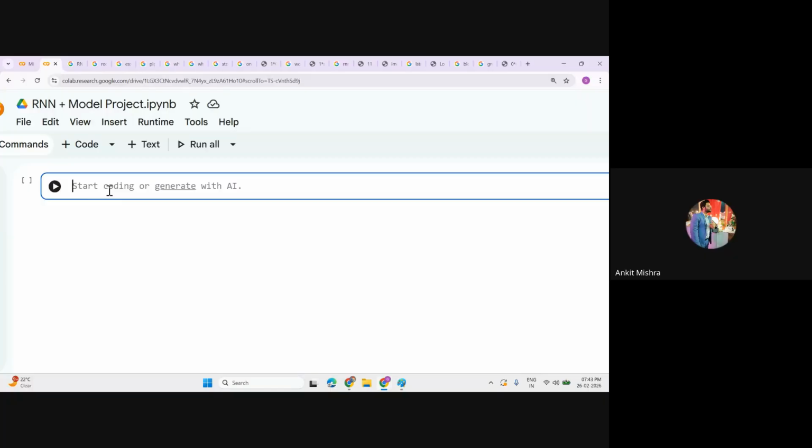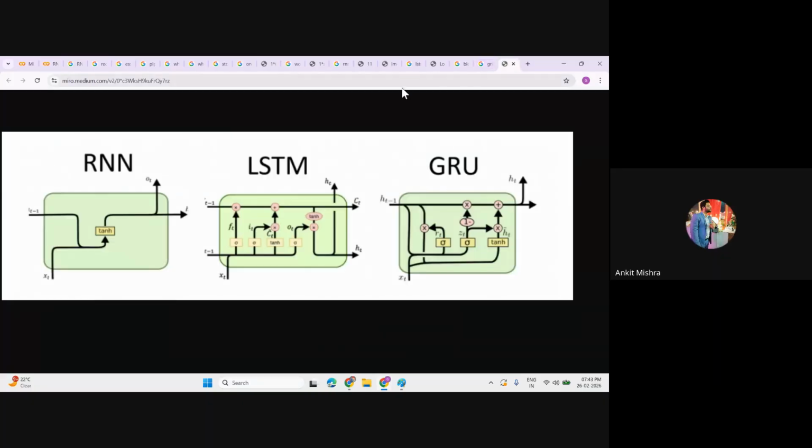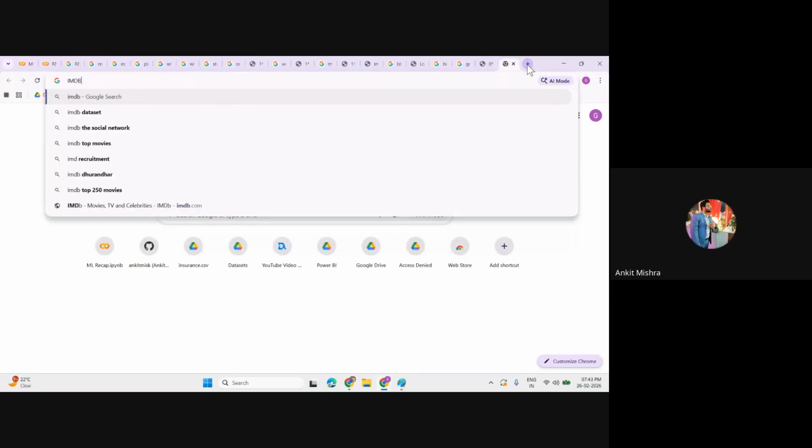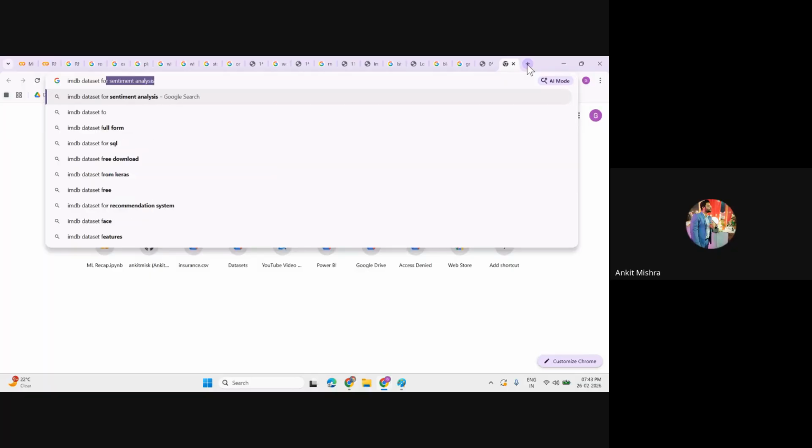If you want to predict the sentiment of a given review, like whether the given review is a positive one or a negative one, you can use this RNN architecture. We have one dataset, and it is a very popular one, called the IMDb dataset.